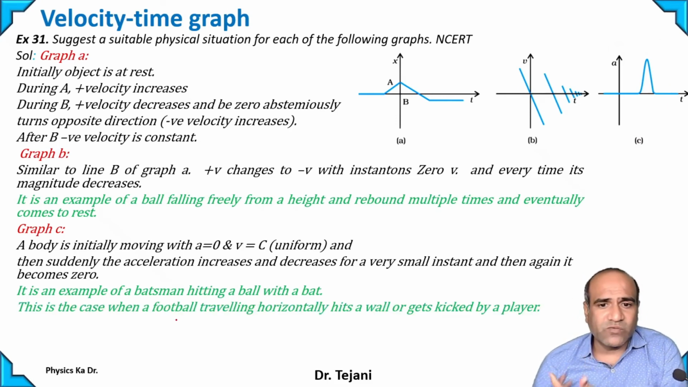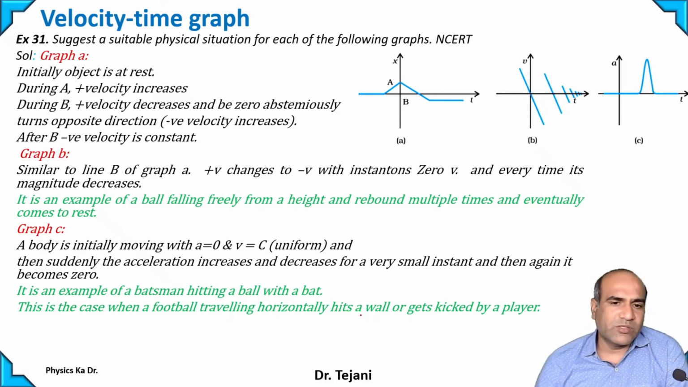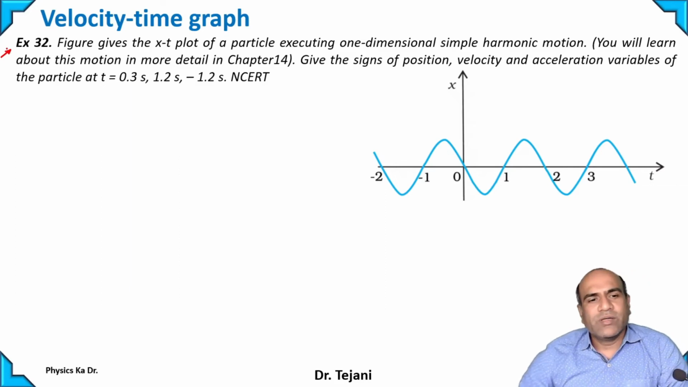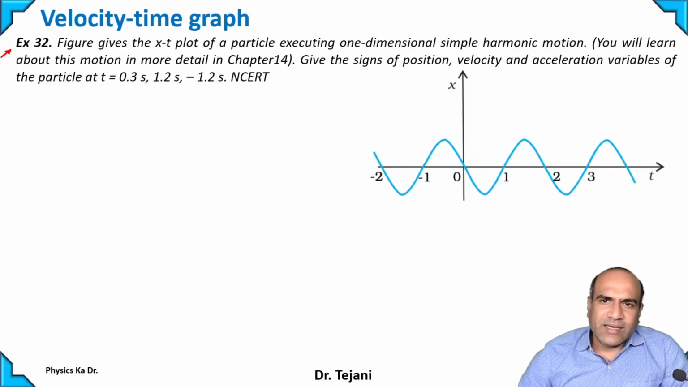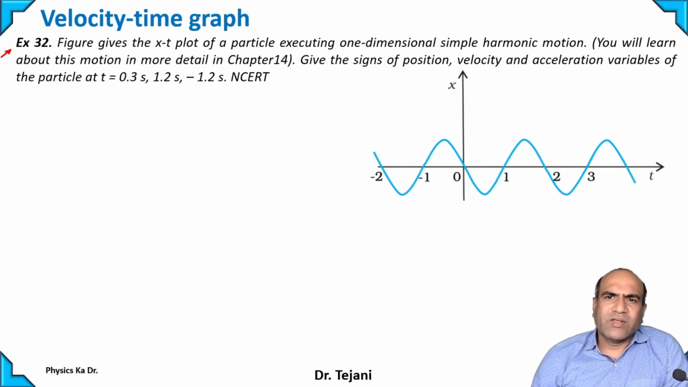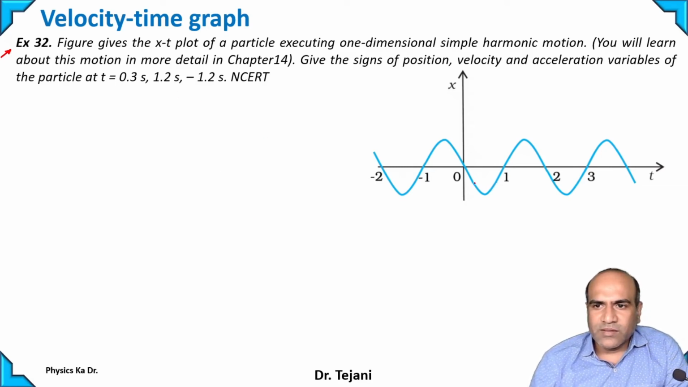Another example is a football traveling horizontally when it gets kicked by a player. The player gives its energy and suddenly there is a change. So let's have example number 32. The figure gives the x-t plot of a particle executing one-dimensional simple harmonic motion. We will study simple harmonic motion in chapter number 14. Give the sign of position, velocity and acceleration variables at time t equal to 0.3 somewhere here.